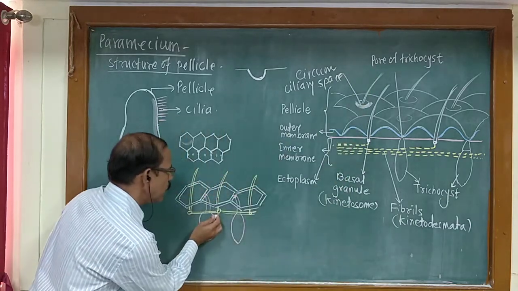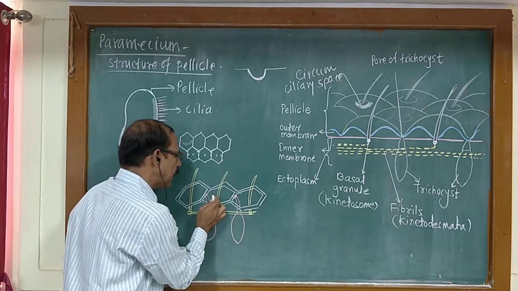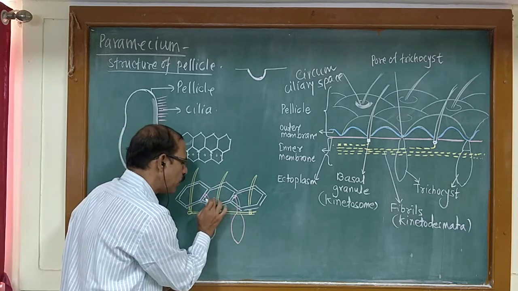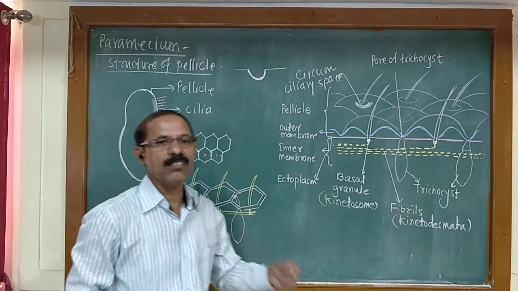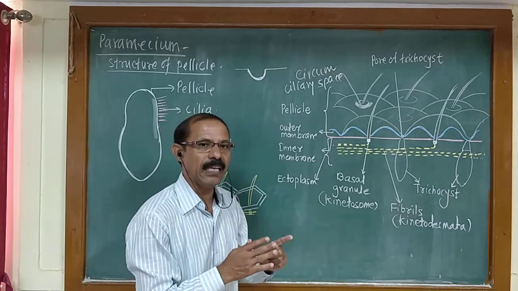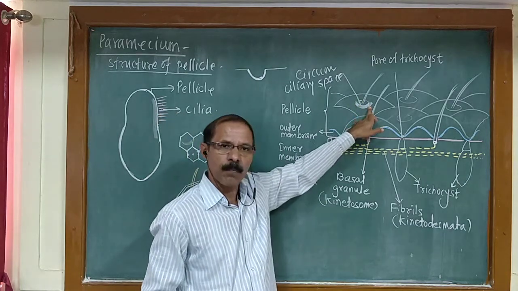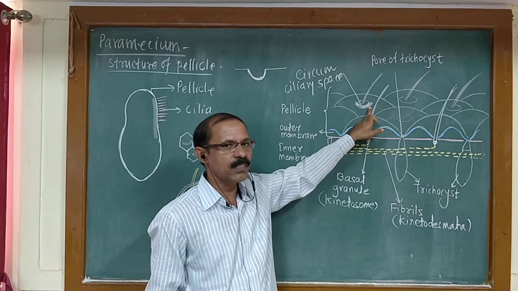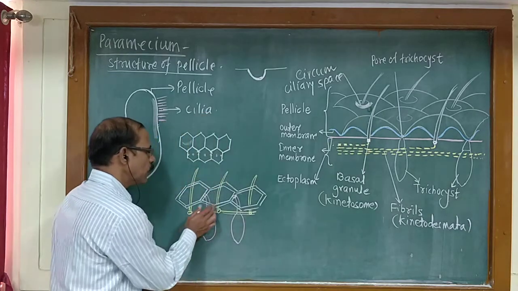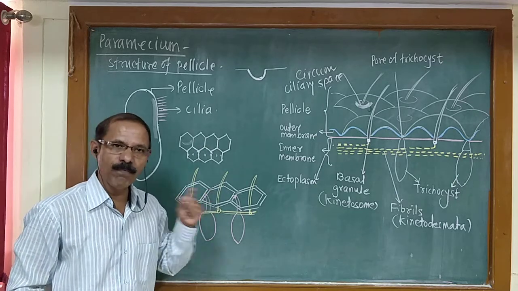Here, the cilium emerges out through the pellicle, and the area surrounding the cilium, which has a smaller depression or cavity, is called the circumciliary space. Circum means around, ciliary means cilia: the space around the cilia in the pellicle is called the circumciliary space. So this cilium emerges out through the pellicle. These are the hexagonal areas of the pellicle.